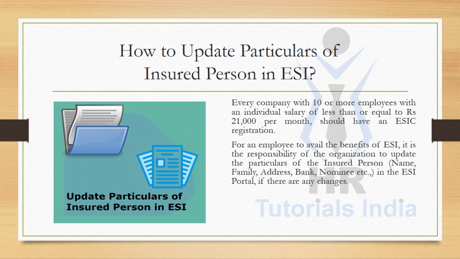For an employee to avail the benefits of ESI, it is the responsibility of the organization to update the particulars of insured person, that is name, family details, address, bank, nominee, etc. in the ESI portal if there are any changes made. Which means it is mandatory that employee details are updated in the ESI portal if there are any changes from the employee's end.